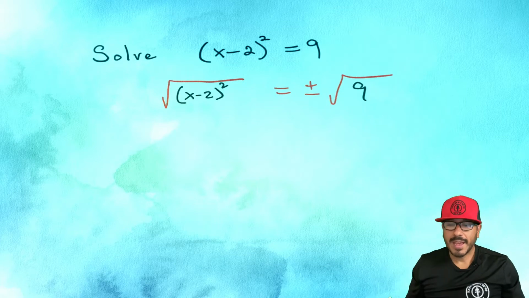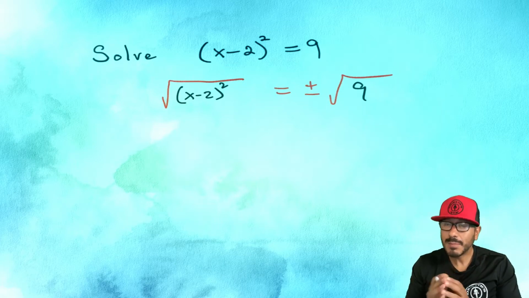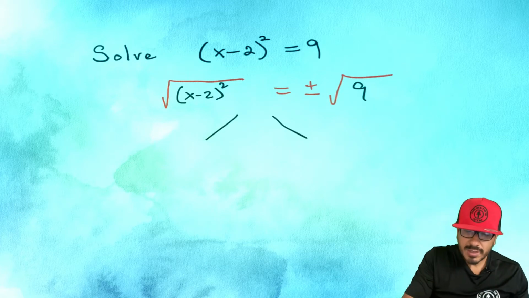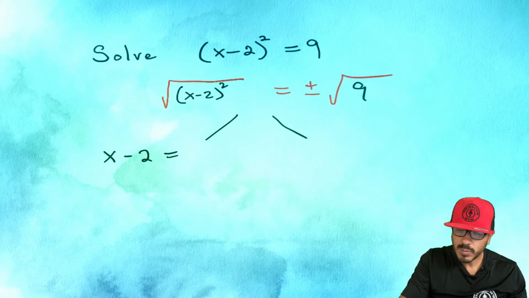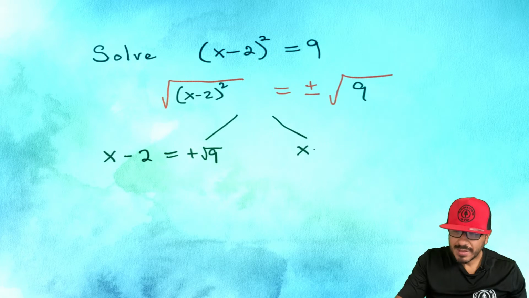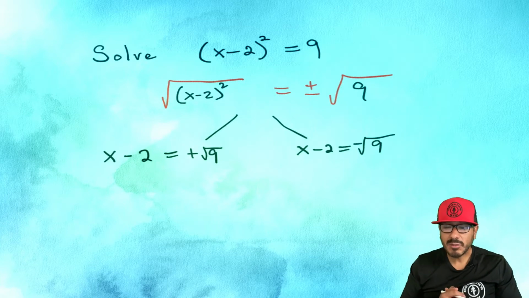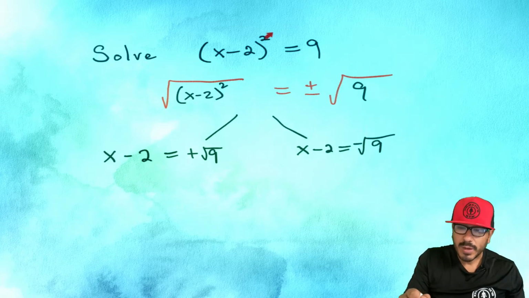Since we're left with a plus or minus, that means we have two equations. In most of our answers, you're going to end up with two solutions. Is that always going to take place? Absolutely not, but we're going to see that for most cases that will happen. So one of my equations is going to be x minus 2 equals the positive square root of 9, and then we're going to have x minus 2 equaling the negative square root of 9. That's what we have once we get rid of that square.